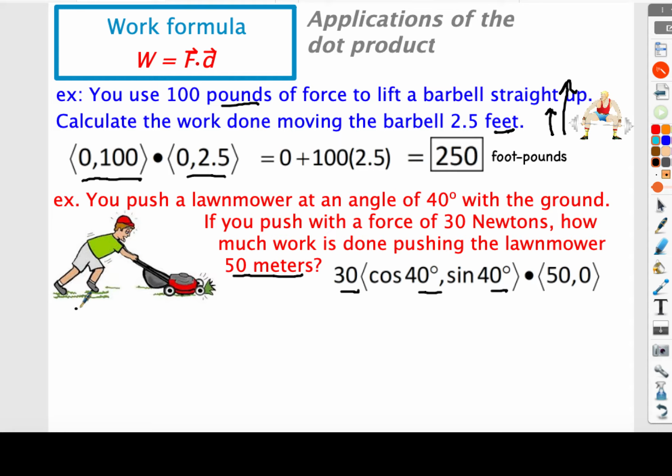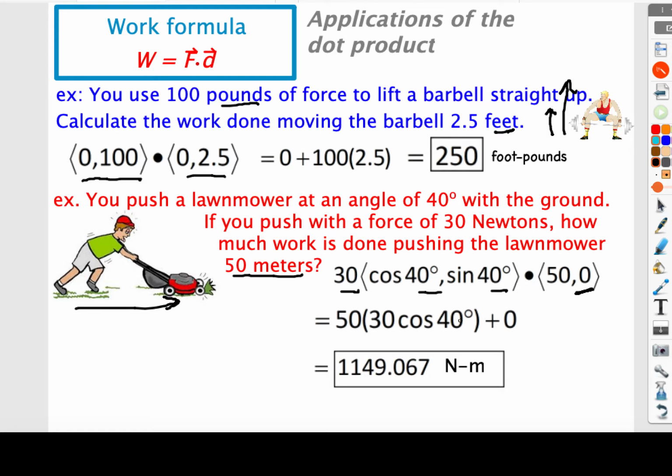Well, now the 50 meters is going to be directly along the ground, right? So we can just say that's 50 to the right. 50 comma 0 makes sense there. We'll quickly take a dot product. So again, 50 times 30 cosine 40 plus 0, times the rest of that stuff. So we don't really need to say 30 sine 40. Pop that in the calculator though.